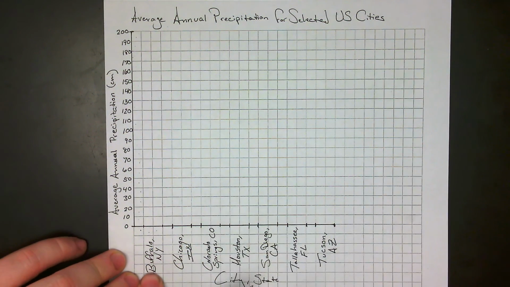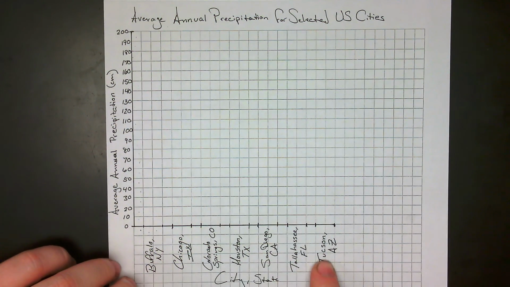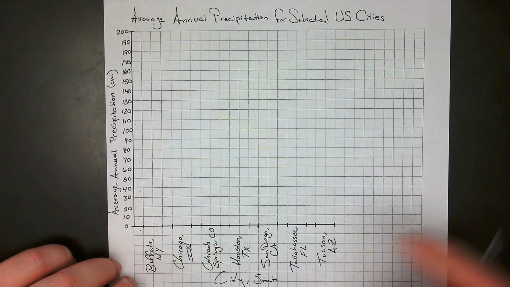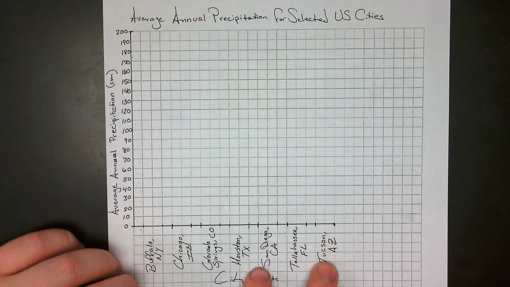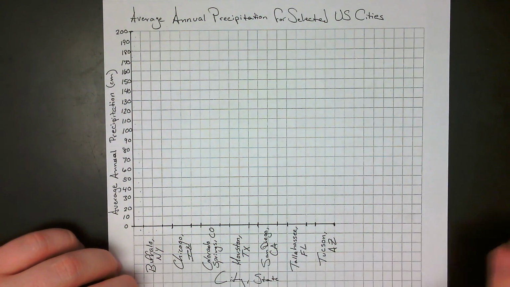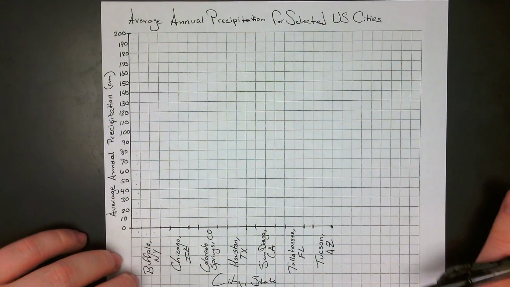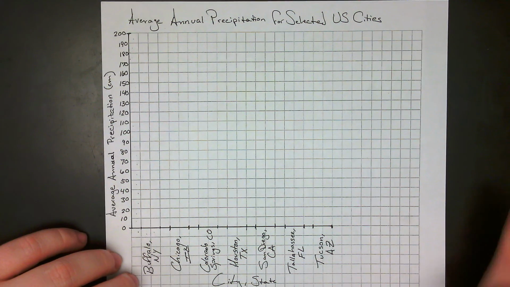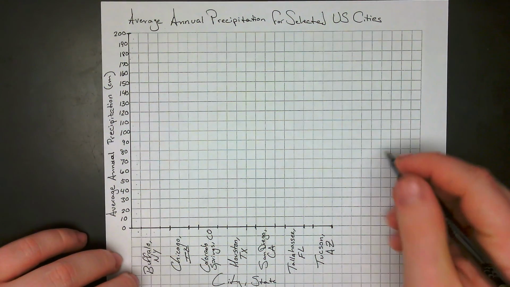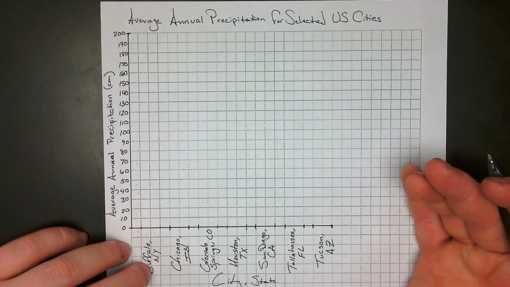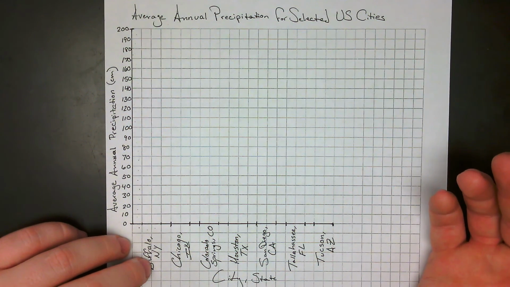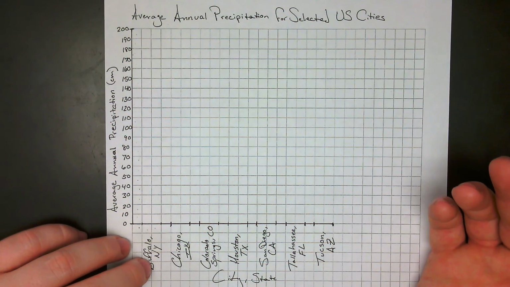Buffalo, New York is very, very different than Tucson, Arizona. I can guarantee you that. And same thing with San Diego. These two are practically deserts. This one is a desert for the most part. Okay, so we've determined the type of graph we're going to do here, and it's going to be a bar graph. So we should have a visualization of what this will look like in our heads already.